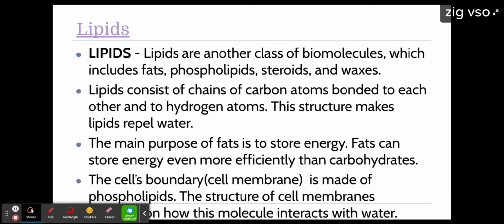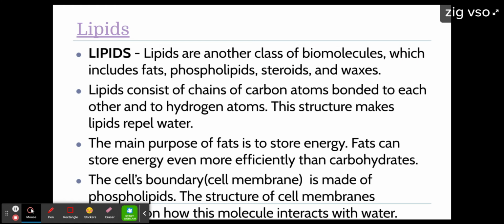The next biomolecule is lipids. Lipids include fats, which we're familiar with, that we eat, phospholipids, which are found in the cell membranes, steroids, and waxes. So without getting into too much detail about their structures, they can come in a lot of different forms, but the main purpose of fats is to store energy.